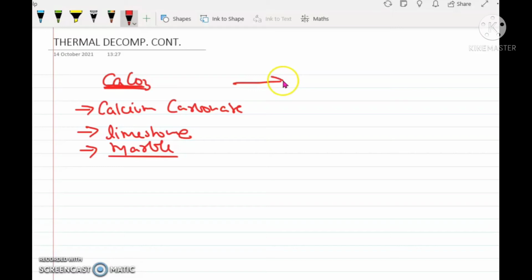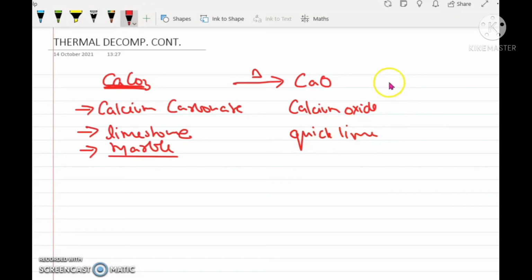So whenever calcium carbonate is heated, what does it give? It gives you a solid which is calcium oxide, and the general name of it is quicklime. Along with this, carbon dioxide gas will also be evolved. So calcium carbonate once heated in a test tube is going to give you calcium oxide and carbon dioxide. These are some very important reactions which should be learned by heart while preparing for your upcoming board exams.